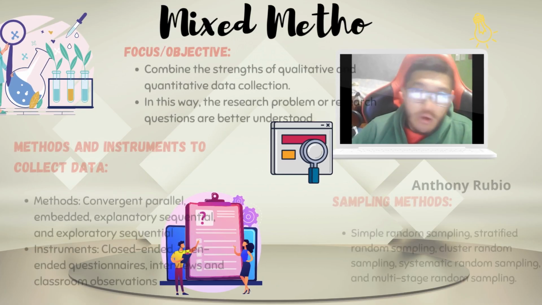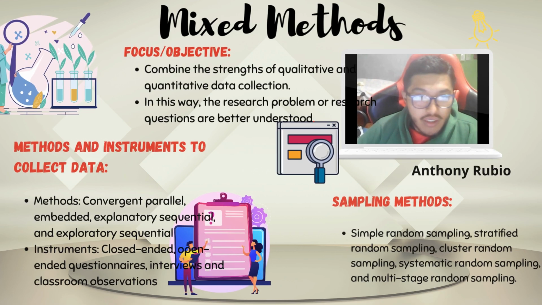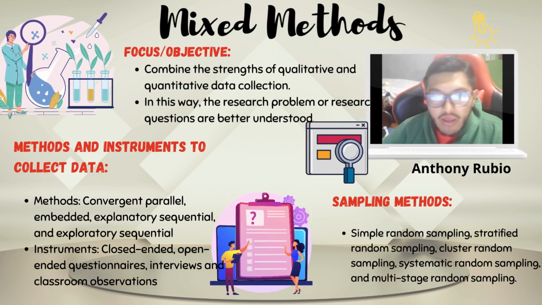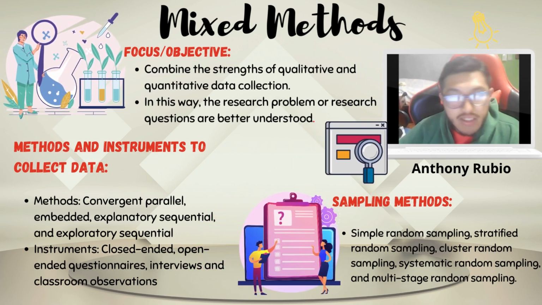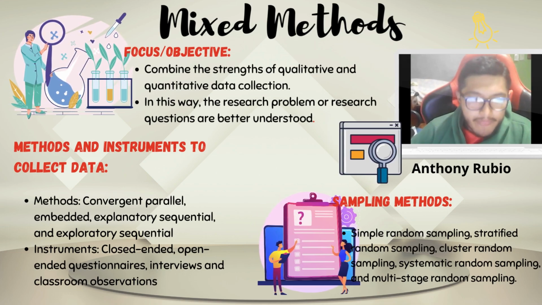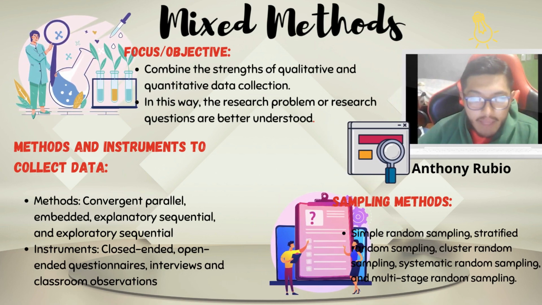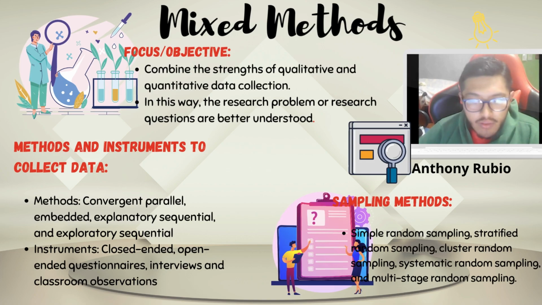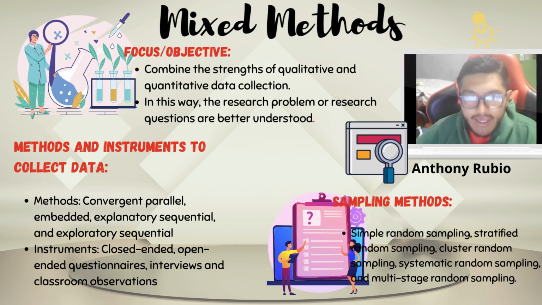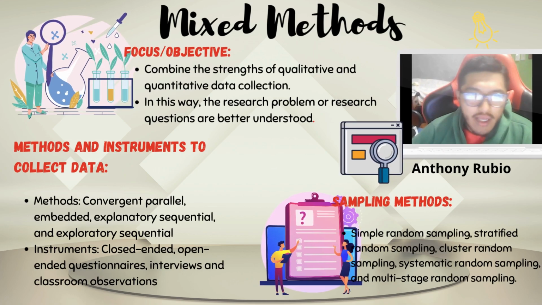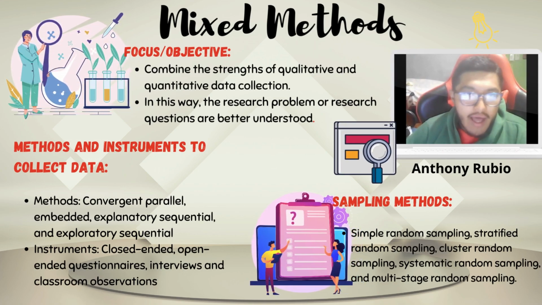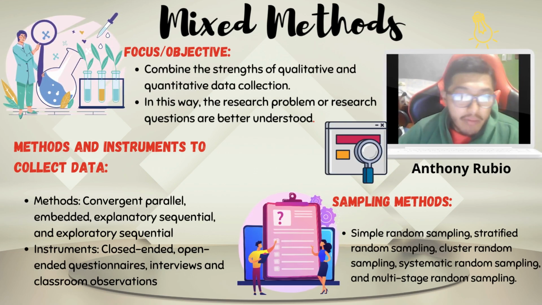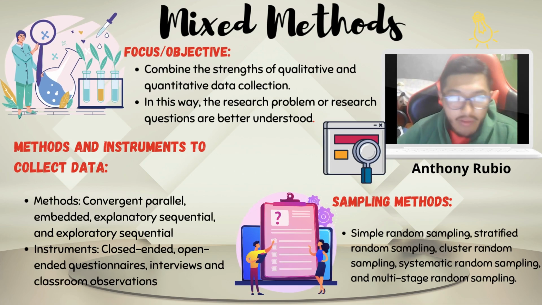Mixed methods. The goal or objective of mixed methods research is to combine both qualitative and quantitative research methods within a single study, allowing researchers to gain a more comprehensive understanding of the phenomenon or problem. It has many methods of collecting data that can be applied, like convergent, explanatory, and exploratory. Thus, for the instruments to collect data, it has questionnaires with closed-ended and open-ended questions. Also, it has interviews and classroom observations. And for sampling methods, it uses the most relevant method, that is random sampling.